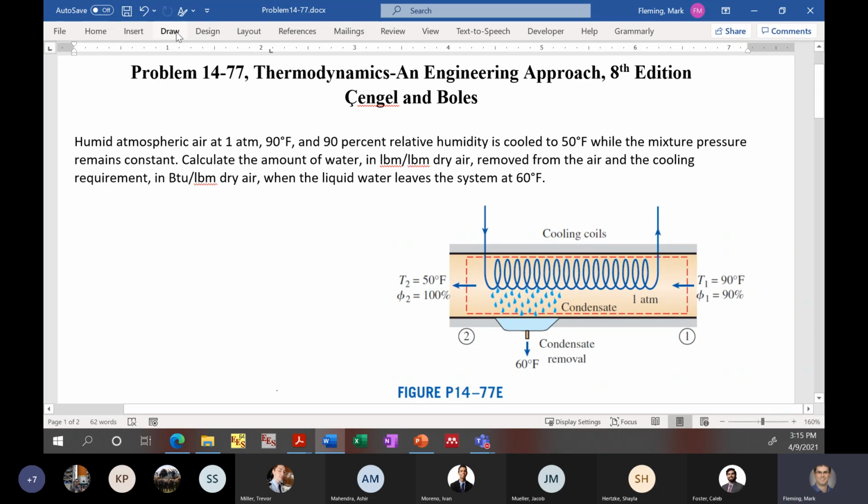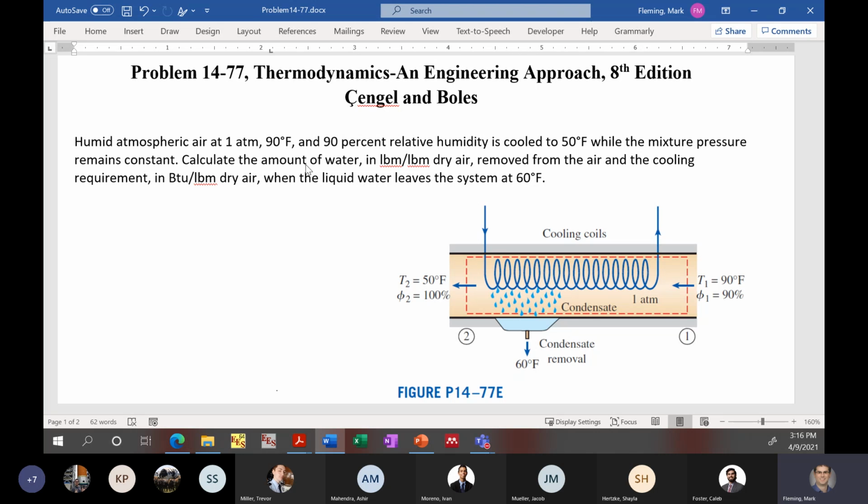Okay, so this example problem should look fairly familiar because we are going to be doing a cooling and dehumidification process. In this case, we have humid air coming in at 1 atmosphere. It's going to have a temperature of 90 degrees Fahrenheit and a 90% relative humidity. We're going to cool it down to 50 degrees Fahrenheit while the mixture pressure remains constant, so 1 atmosphere. So basically kind of like an HVAC application. We're going to be providing cooling to the air entering a building.